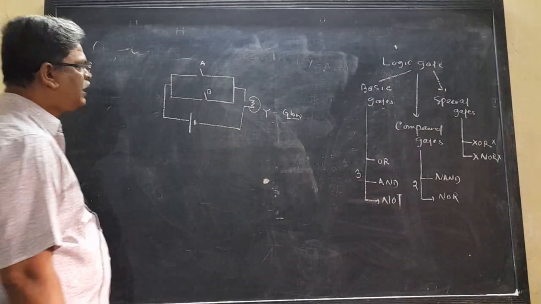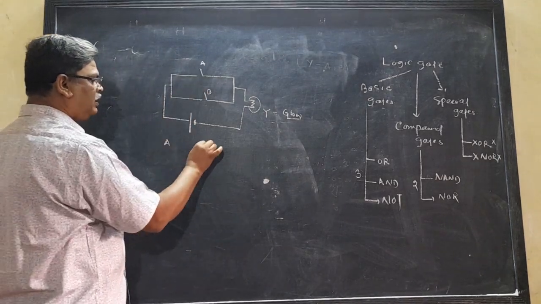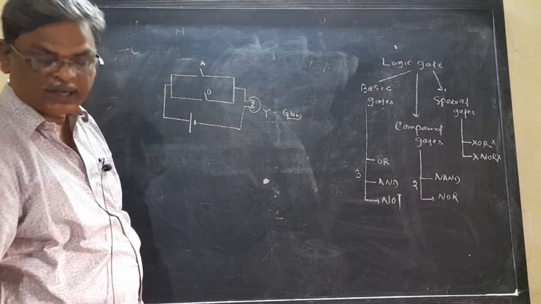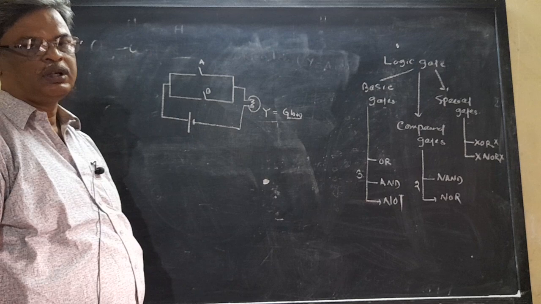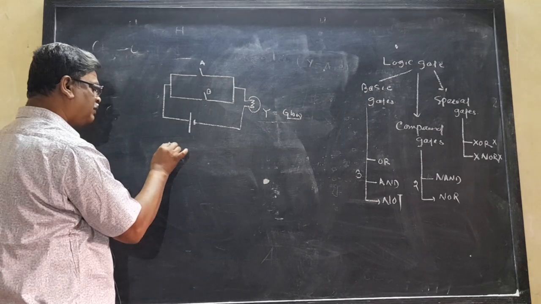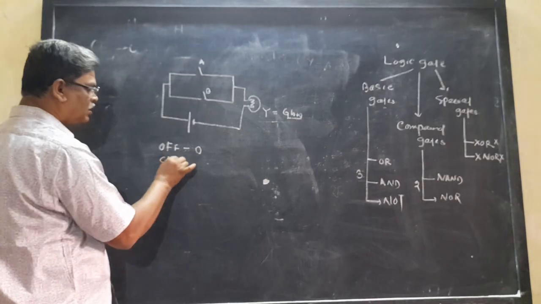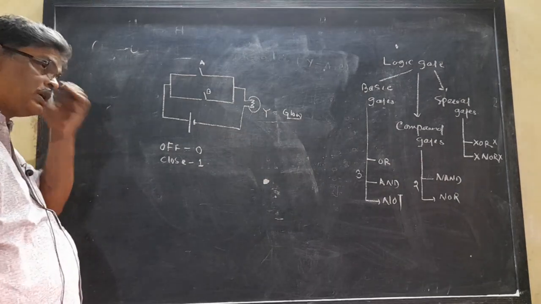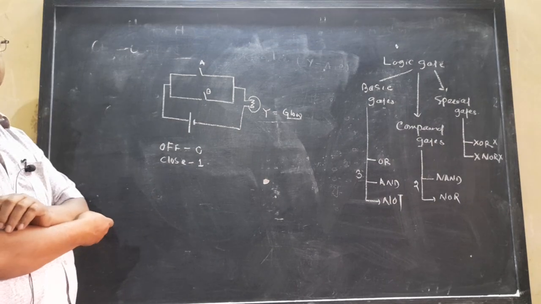Look at the inputs. A and B are the switches. In logic gates the states are represented by 0 or 1. If the switch is off, it is represented by 0. If the switch is closed, the state is 1. If the switch is open, we consider 0. If the switch is closed, it is considered as 1.